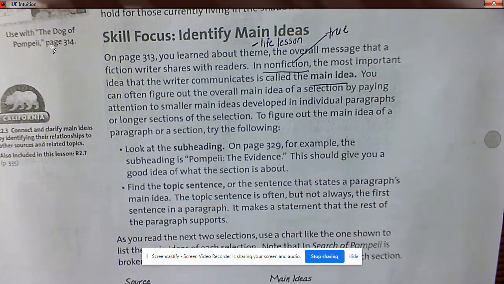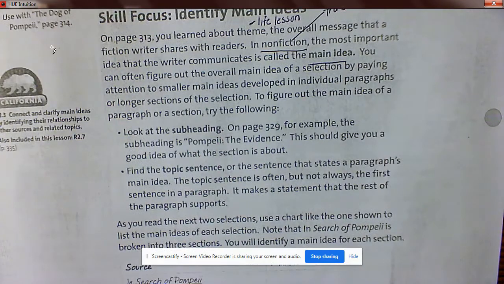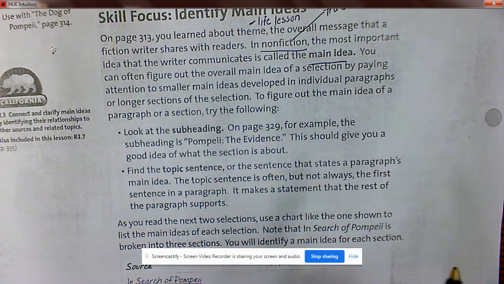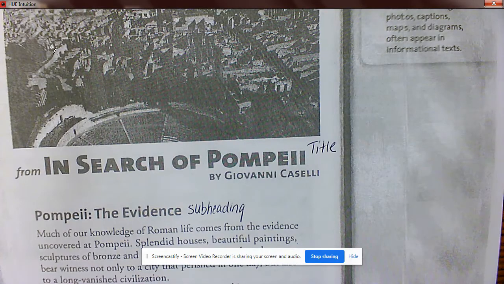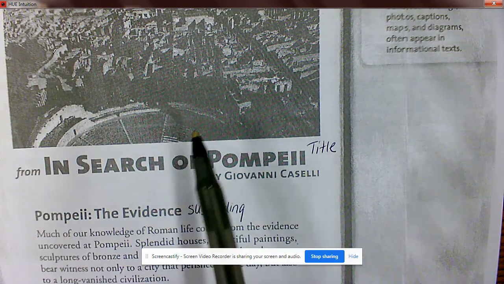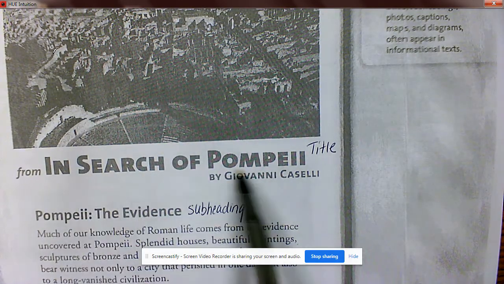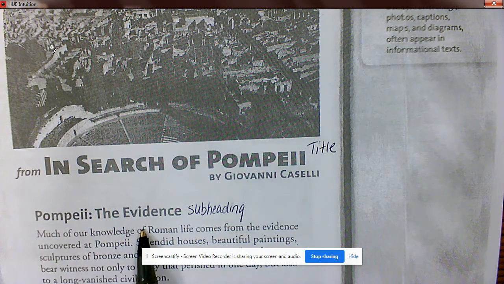So look at the subheading on page 329. For example, the subheading is Pompeii, the evidence. This should give you a good idea of what the section is about. So on page 329, right here, this is the title, and here's the subheading. Do you remember learning about those? We talked about the title and the subheadings.